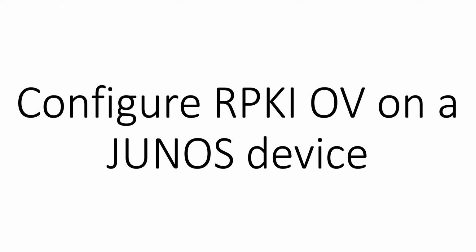Welcome to this 5-minute tutorial on how to configure RPKI origin validation on a JUNOS device. So the first thing you need to configure OV on a JUNOS device is obviously a JUNOS device. You also need a validator of some sort. So let's start at the validator.